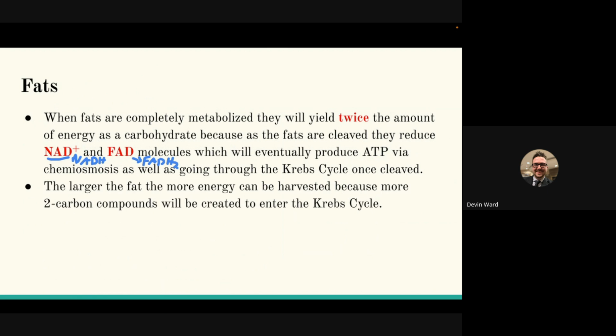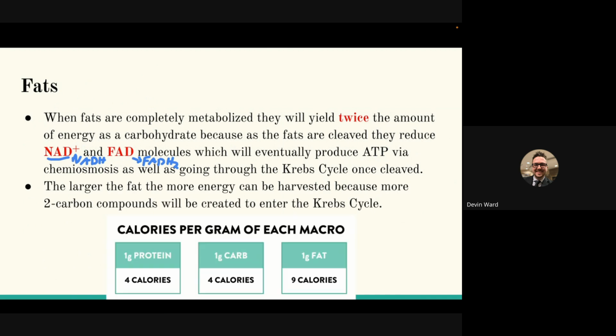Okay, so the larger the fat, the more energy that can be harvested because we're going to make more 2 carbon compounds. So if we have a 12 carbon fatty acid, that's going to make less energy than a 24 carbon fatty acid, because we have twice the amount of carbons and twice the amount of acetyl CoA that we can produce.